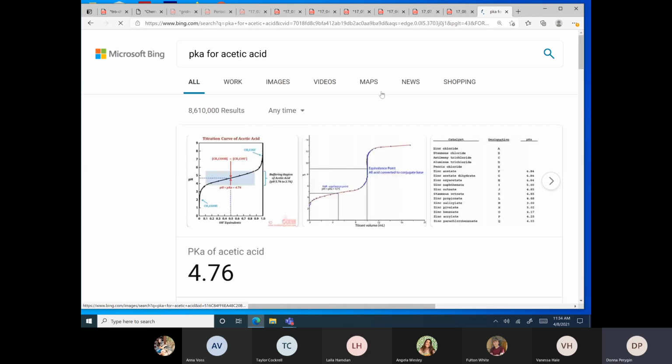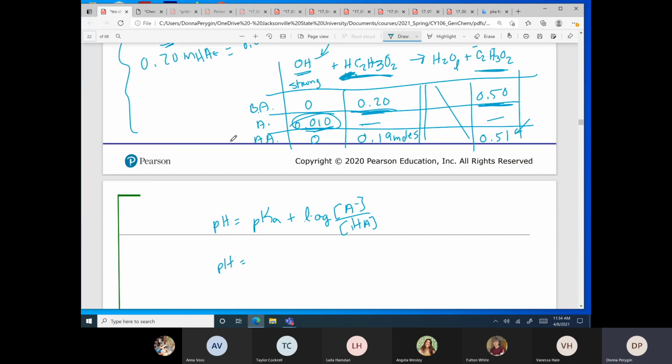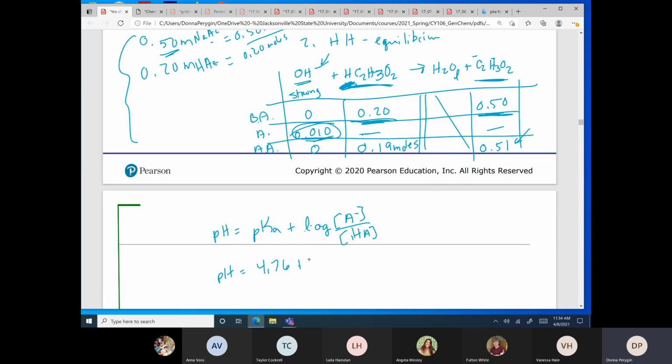And that's 4.76, okay? So I'm just going to work this problem because the study guide got it mixed up. I don't know what they did. pH equals 4.76 plus the log of the concentration of A minus over HA.